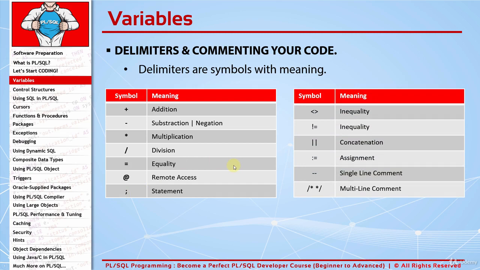The first 2 are used in inequality operators. That means when you want to check if they are not equal, you use these operators. You should know them from your SQL lessons. Then concatenation operator. I showed you how to use it. You know assignment operator already. And the rest is for commenting your code. Let's see that in SQL Developer.